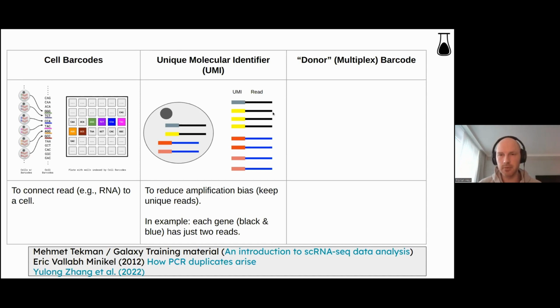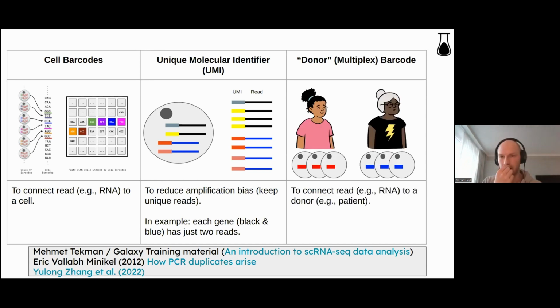So you might guess it already now. You look for reads which have an identical UMI, and then you merge these reads together into one entity, so that you only count this particular transcript once in that example here.